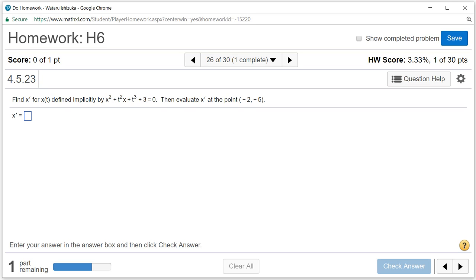All right, let's look at homework 6, problem number 26. We want to find y prime for x of t. This is the tricky part. x is a function of t, so we're using x like we used to use y, and we're using t like we used to use x. Then we want to evaluate y prime at the point (-2, -5). So the t value is -2 and the x value is -5. Let's do that.